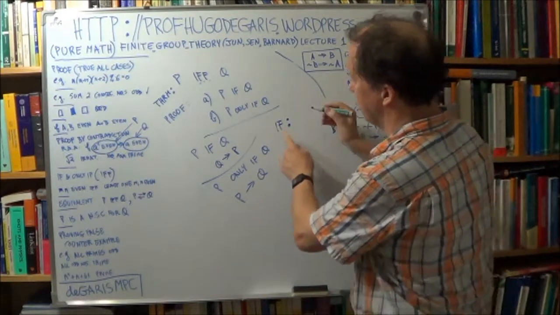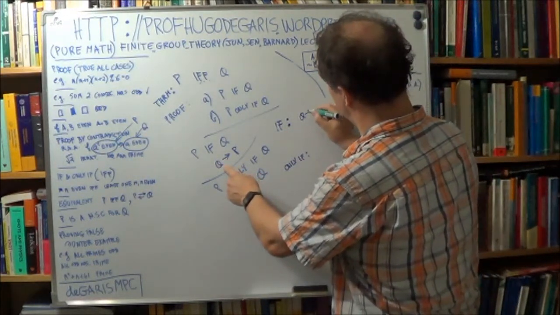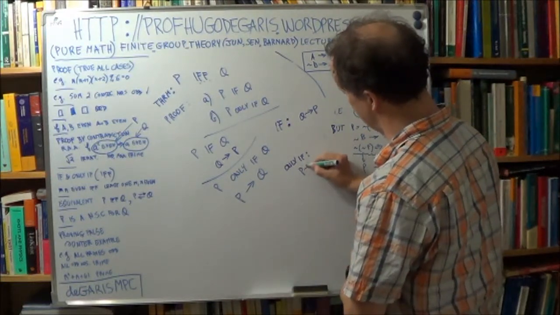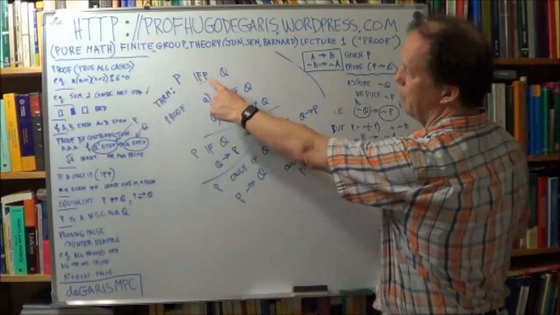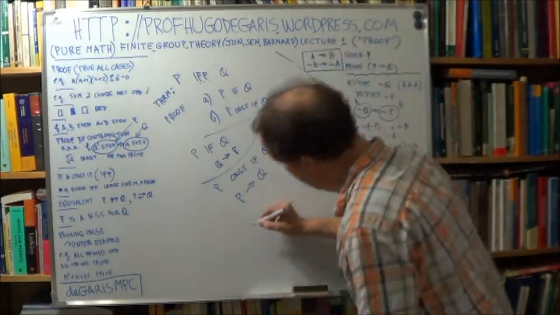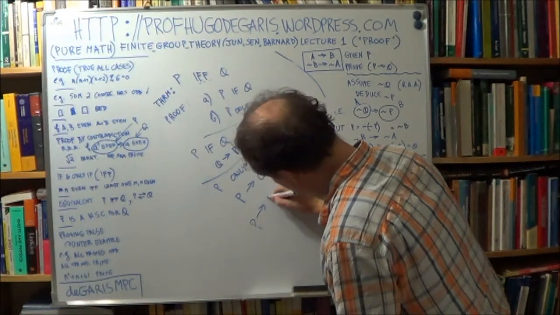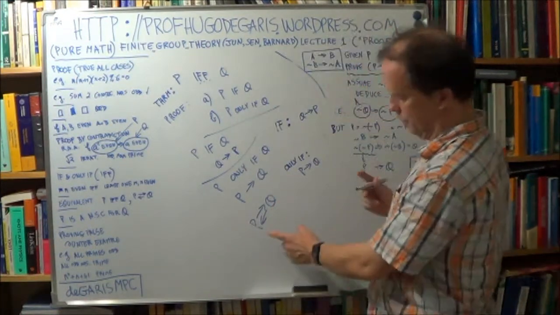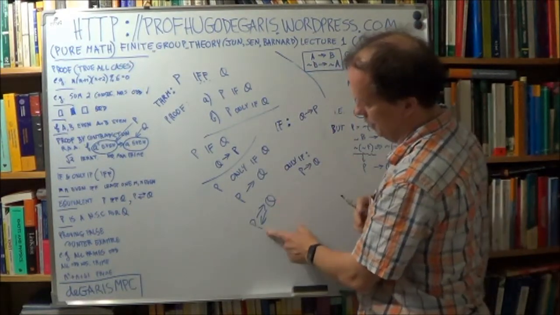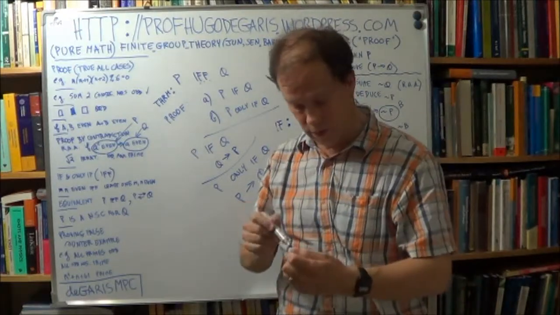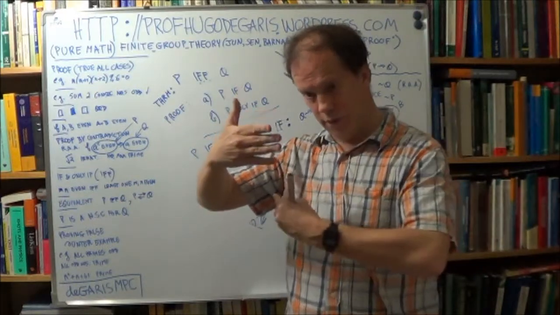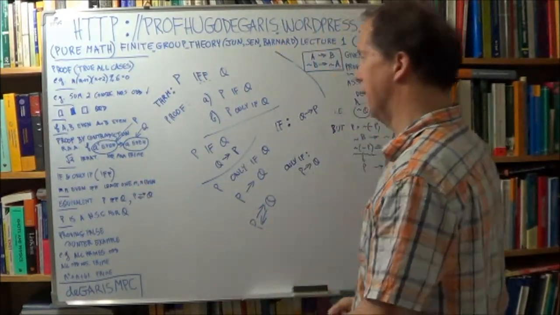Now the if case will be if Q then P, and the only if case will be if P then Q, the other way. So in an IFF, if and only if type proof, you have to prove it both ways. You have to go this way and you have to go that way. So you start with the left-hand side and prove the right-hand side, and you start with the right-hand side and prove the left-hand side. You have to do both. In an IFF proof, you have to give two proofs. Okay? All right.